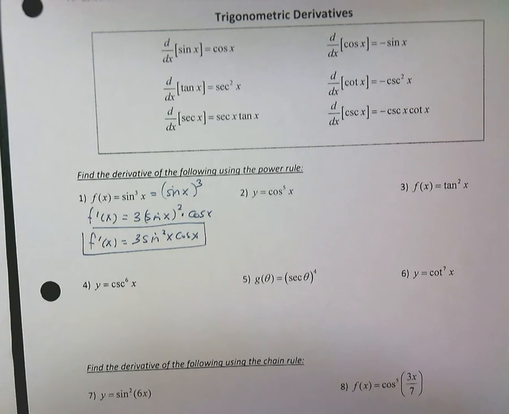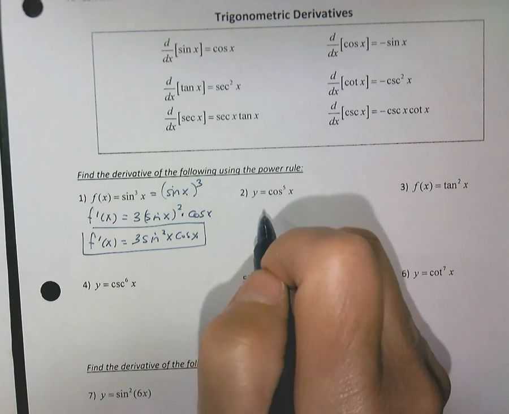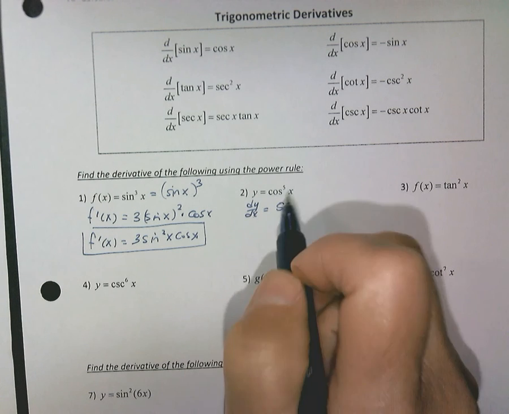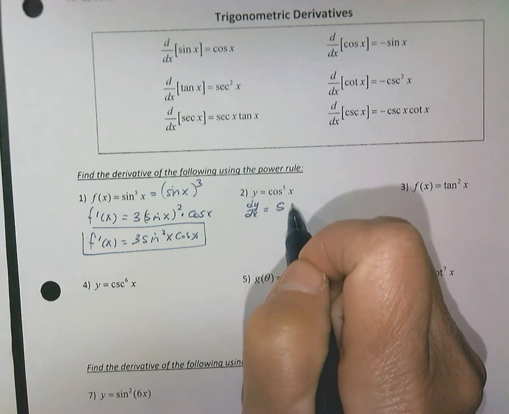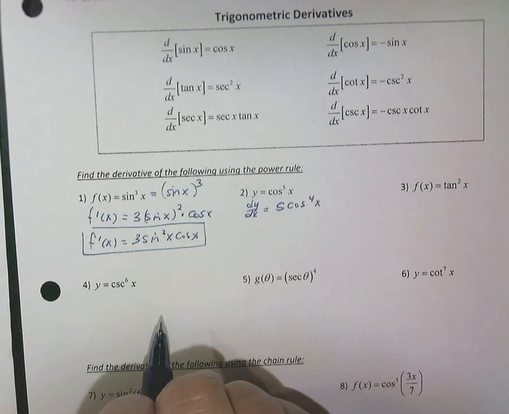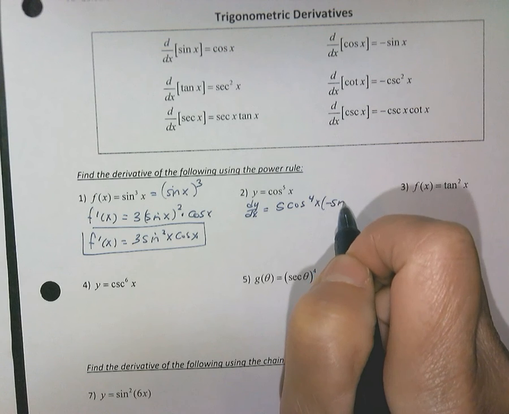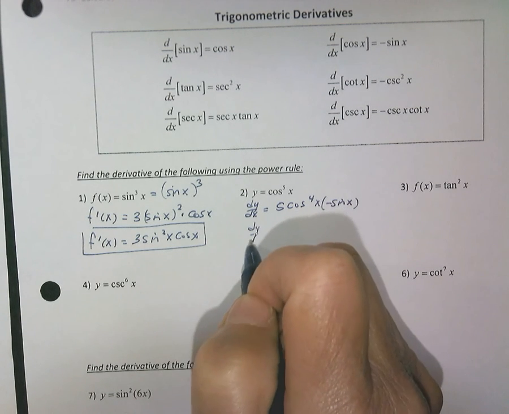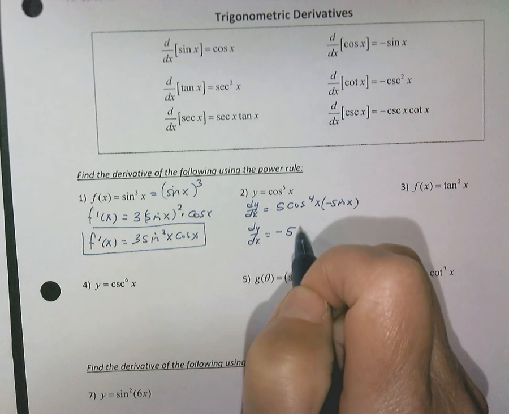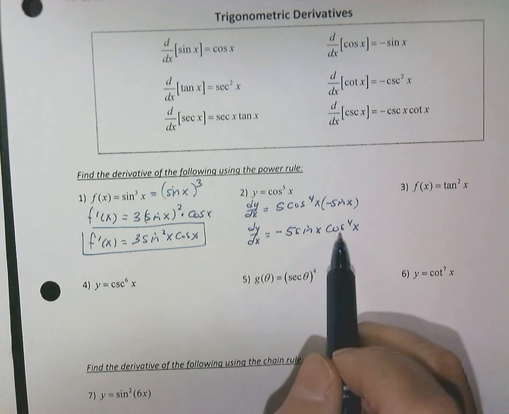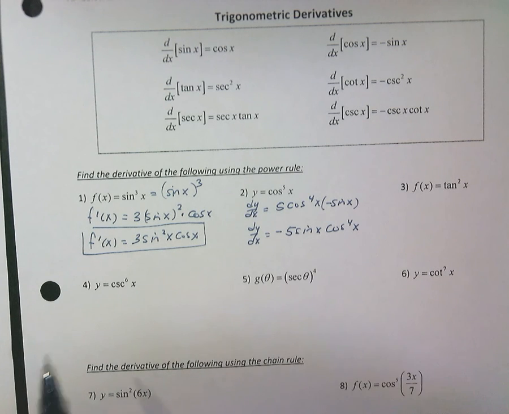And we could have come up with the same answer using the product rule. So the second one here, with y, I would have dy dx, bring the 5 in front, take this down 1 degree, so it'd be cosine to the 4th x, and then multiply this by the derivative of cosine, which becomes negative sine x. So dy dx is going to equal negative 5 sine x cosine to the 4th x. And it doesn't matter, I could have written this negative 5 cosine to the 4th x times sine x.